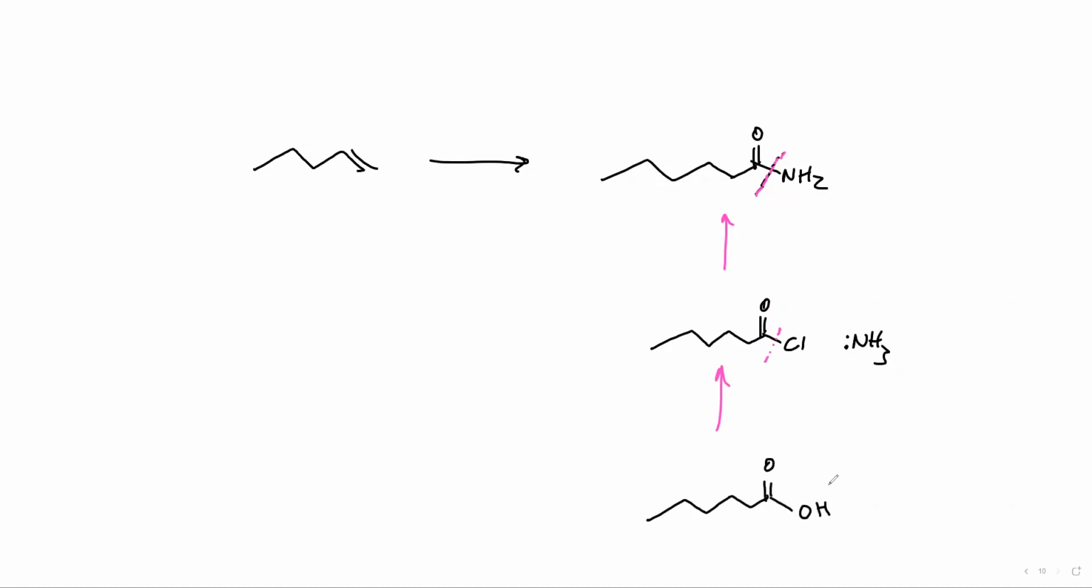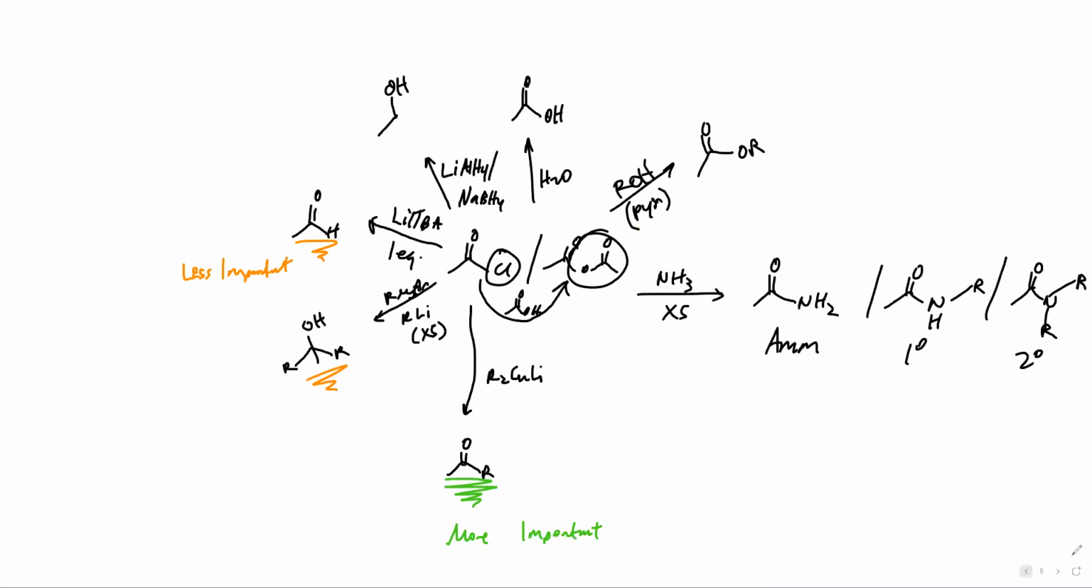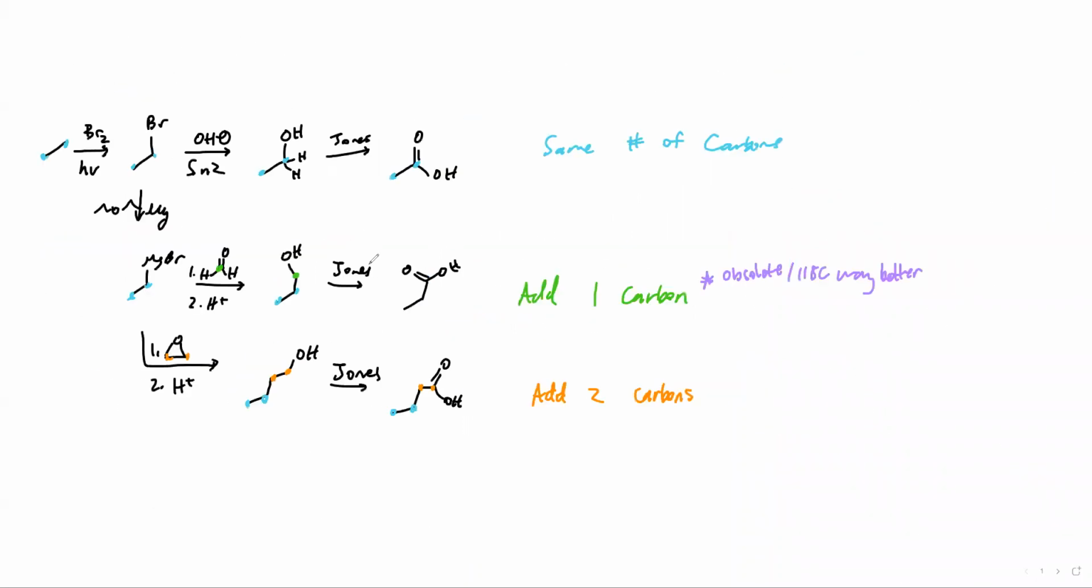Okay. Once we're here, we can start to employ a little more of the forward synth, where we notice, okay, 1, 2, 3, 4, 5, 1, 2, 3, 4, 5, and 6. So we added a carbon. If we added a carbon, let's go back and see when was the first time we saw add 1 carbon. We saw it here. Remember, this reaction is obsolete. 118C has a better way. So let's go to our 118C slide.